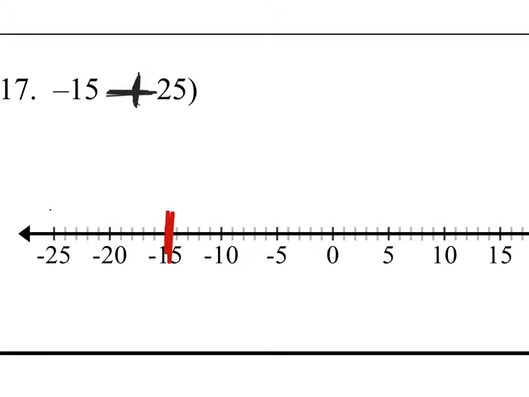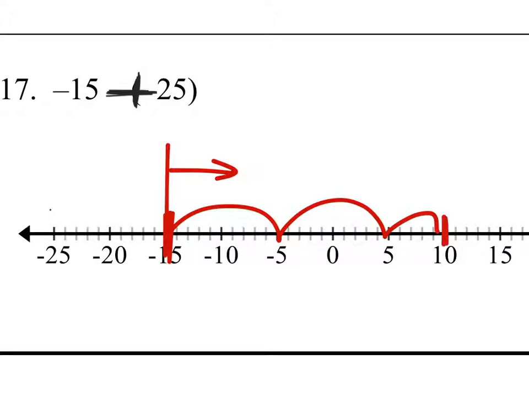So you start at negative 15. Now we're just using addition, so we're going to go to the right, 25 units. There's 10, 25. Bam, we end up at 10. And that's our answer. Positive 10.